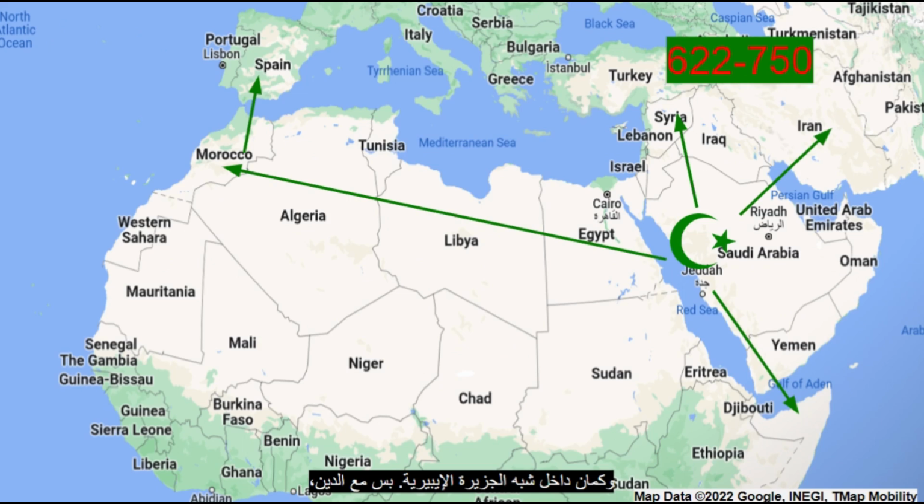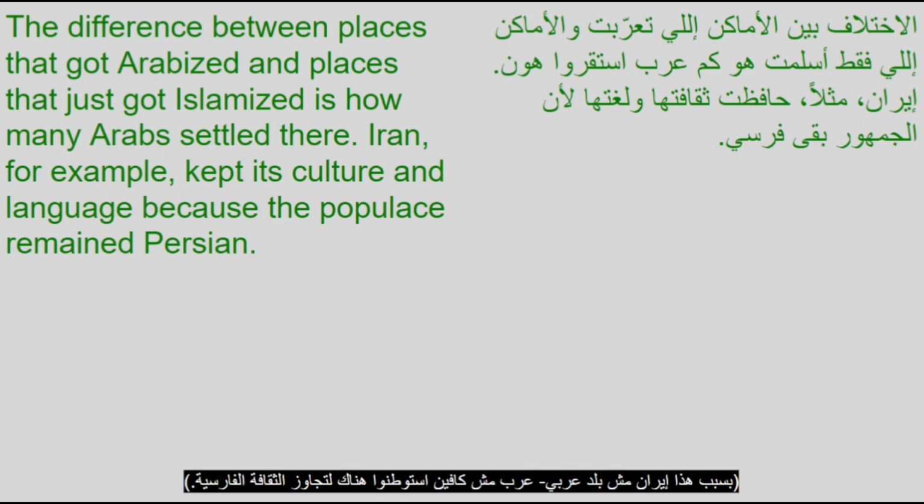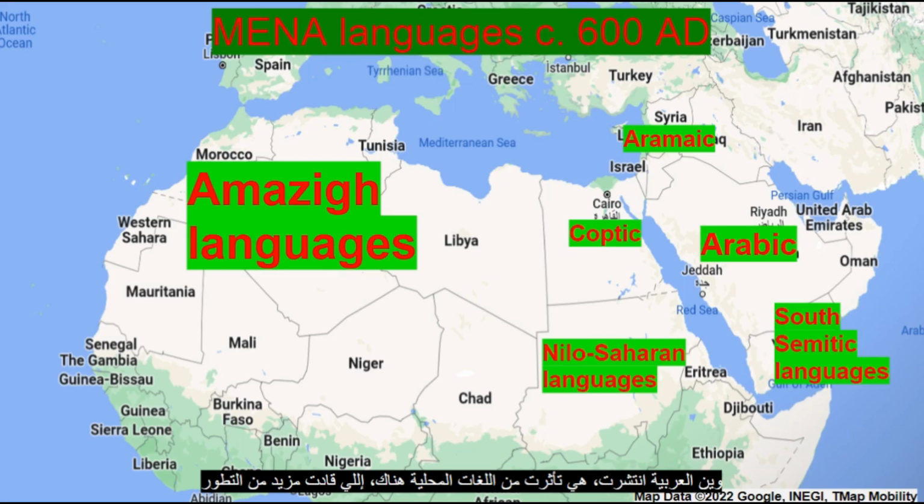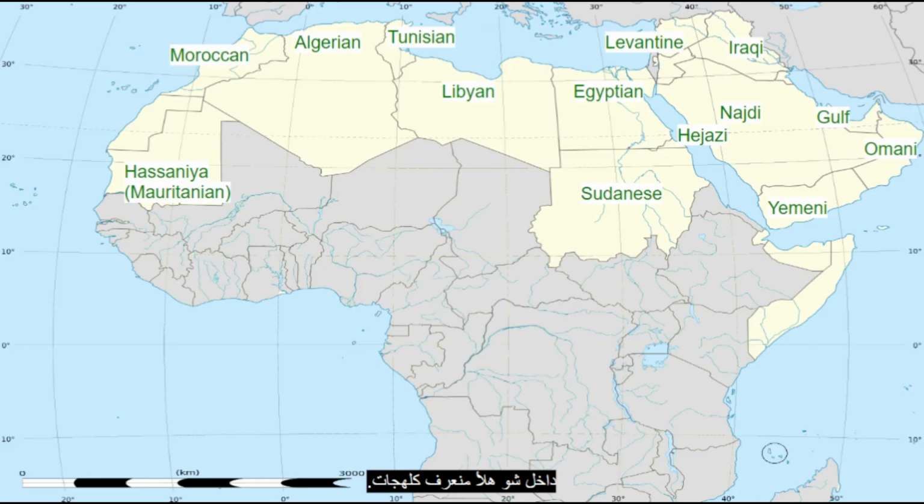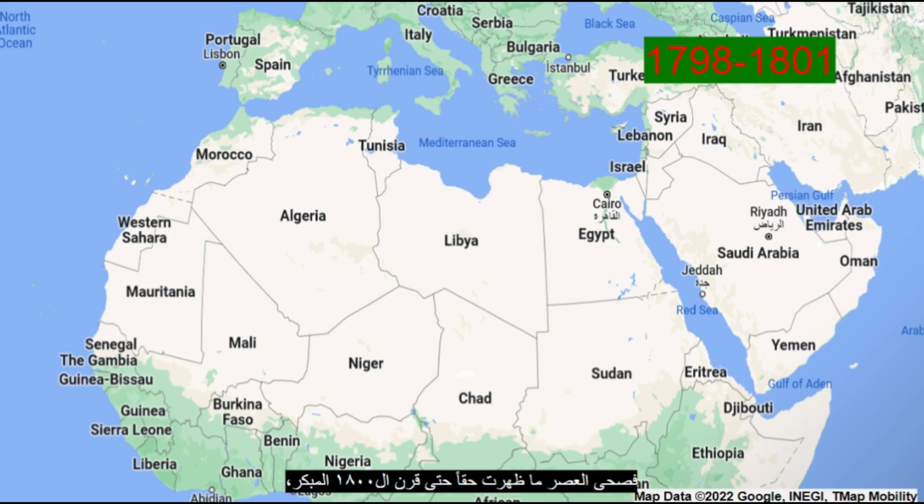With the religion, though, they also spread the Arabic language, albeit more effectively to places they settled in. This is why Iran isn't an Arab country. Not enough Arabs settled there to overtake the Persian culture. Where Arabic spread, it got influenced by the native languages there, which led to further evolution into what we now know as the dialects.